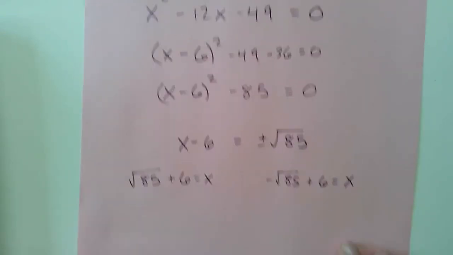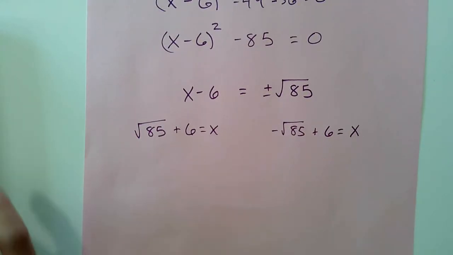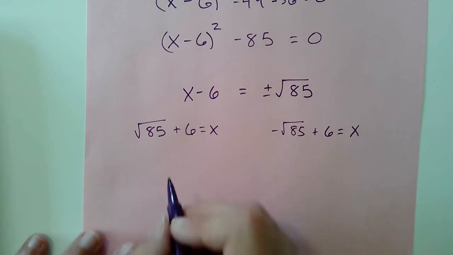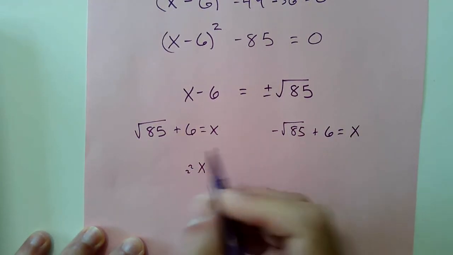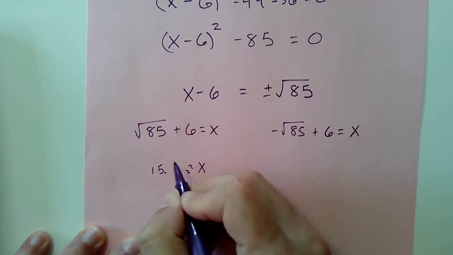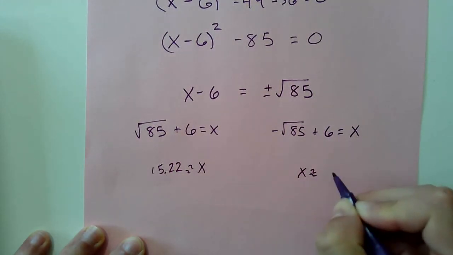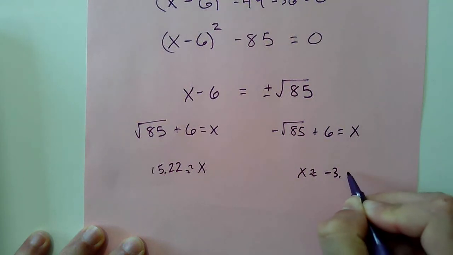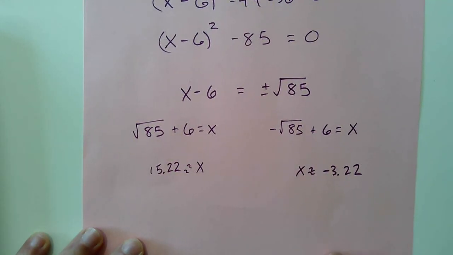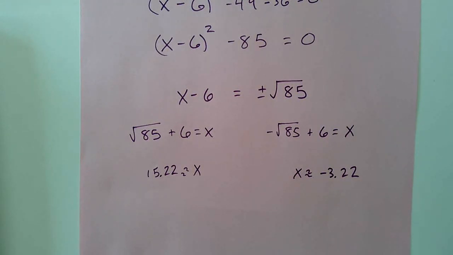And I kind of skipped a few steps in between there. That giving us the square root of 85 plus 6. X is about 15.22. And then on our other side, the negative square root of 85 plus 6 is going to be x is roughly negative 3.22. And that is how we can complete the square with quadratics that aren't in standard form, but convert them into standard form first. Hope this helps.